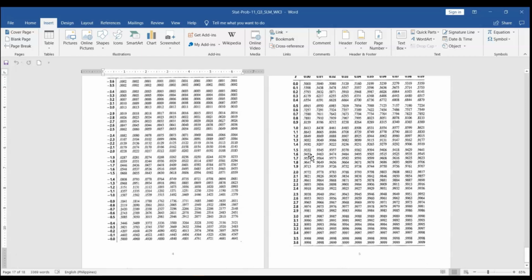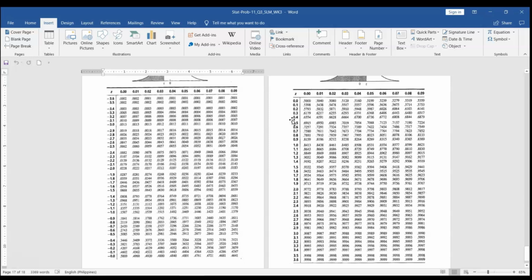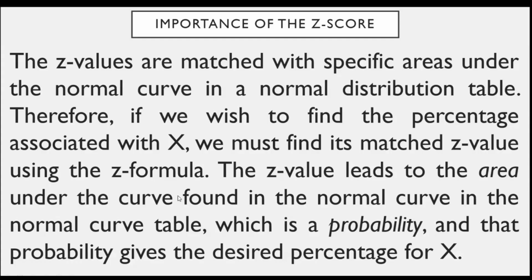So here is our z table again, and this is where we can find the areas under the normal curve using the z values. Using also the areas in the corresponding z-scores, we can also identify the probability and the desired percentage for our variable x.